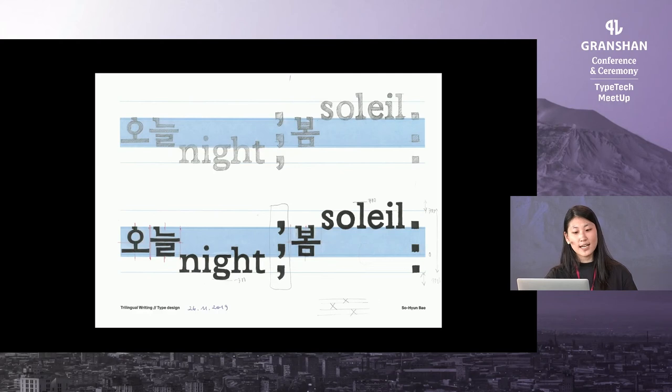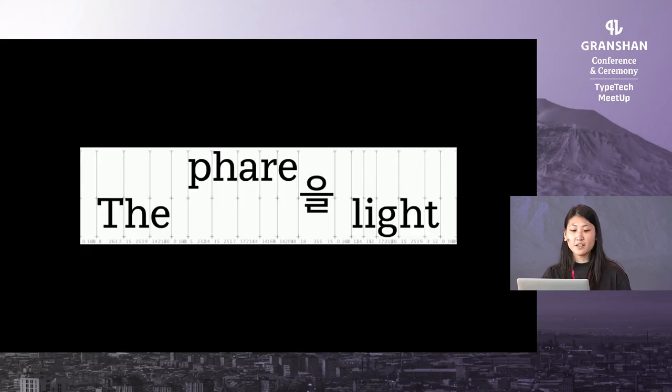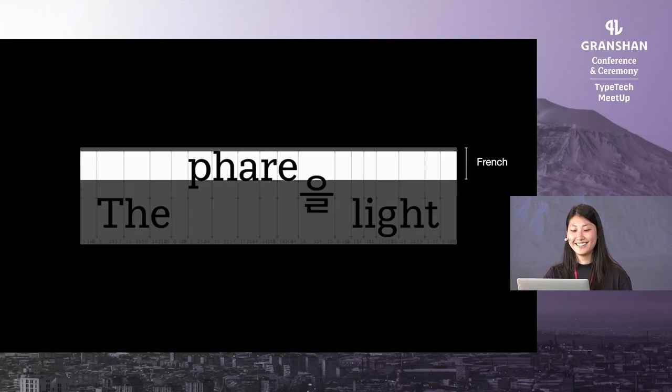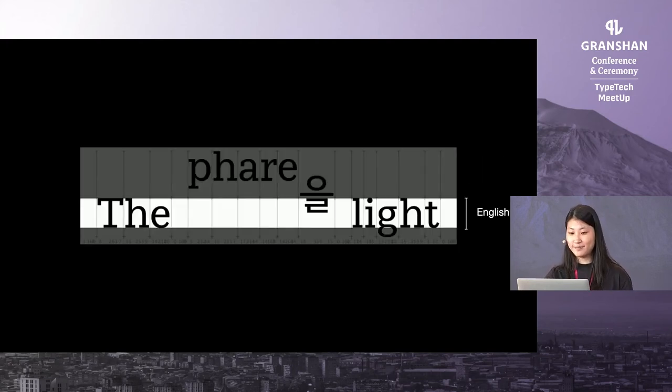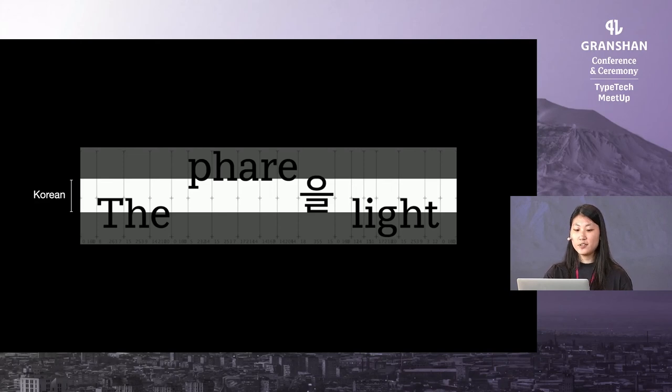For typesetting these texts, I decided to create my own toolbox and started to draw a font in which the letters are placed on three different levels according to the language. So instead of having one baseline, my font has three baselines, with French placed at the top, English at the bottom, and Korean overlapping both French and English in order to better differentiate the two Latin script languages.